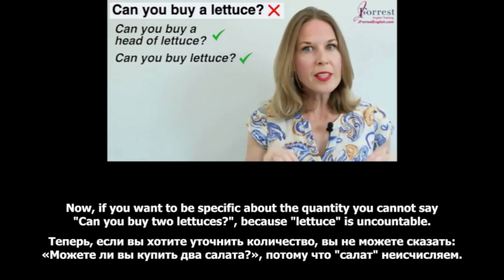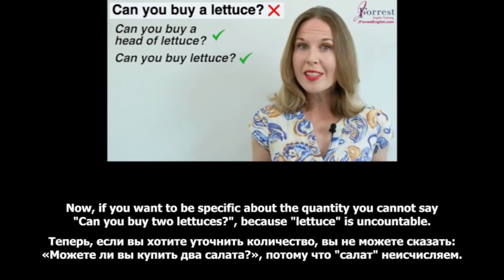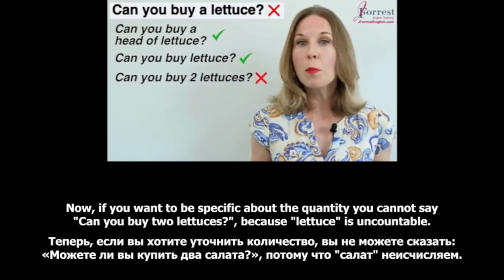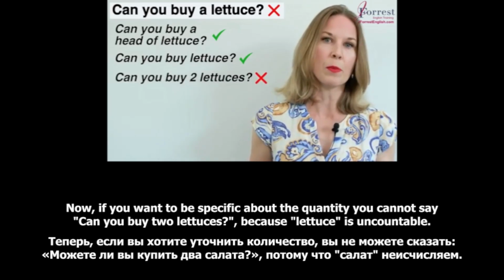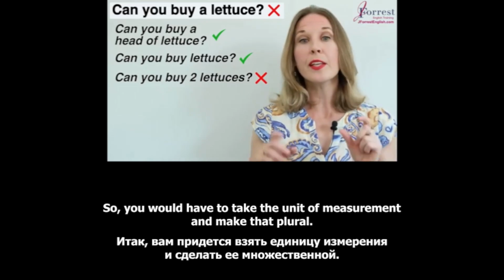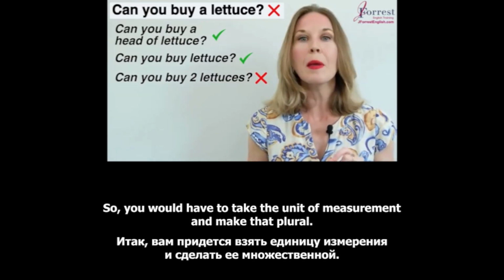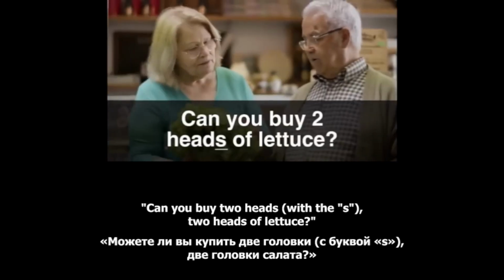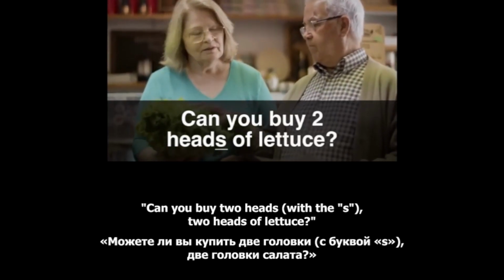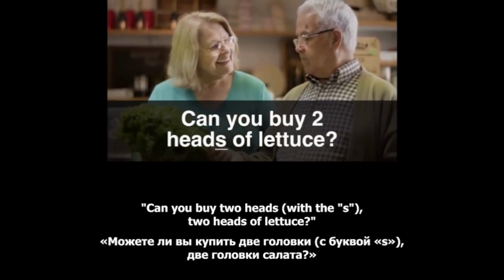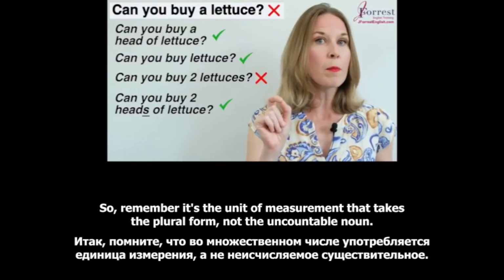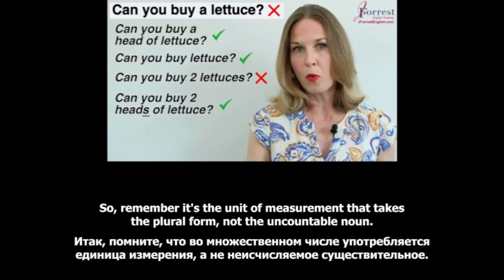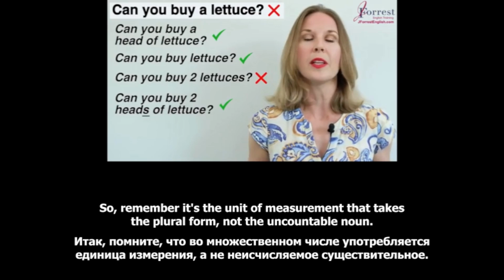Now, if you want to be specific about the quantity, you cannot say, can you buy 2 lettuces? Because lettuce is uncountable. So you would have to take the unit of measurement and make that plural. Can you buy 2 heads with the S, 2 heads of lettuce. So remember, it's the unit of measurement that takes the plural form, not the uncountable noun.